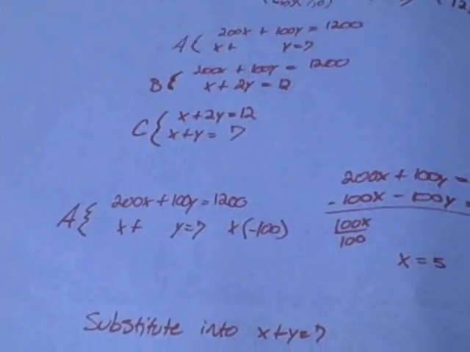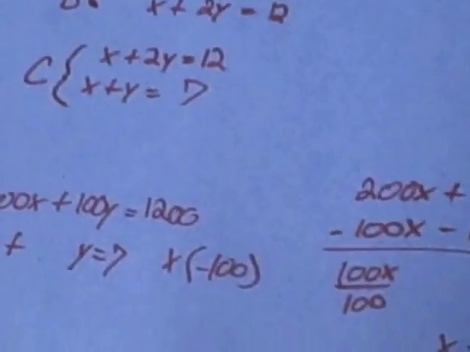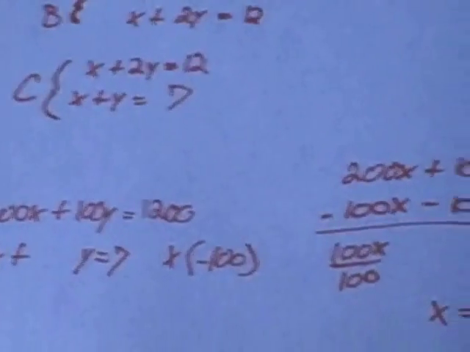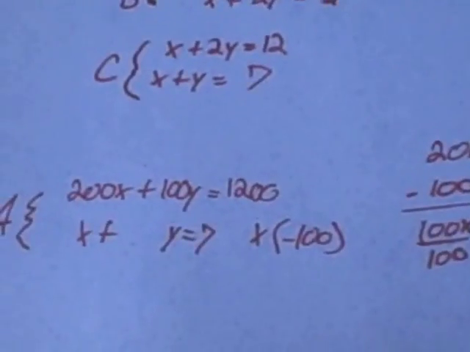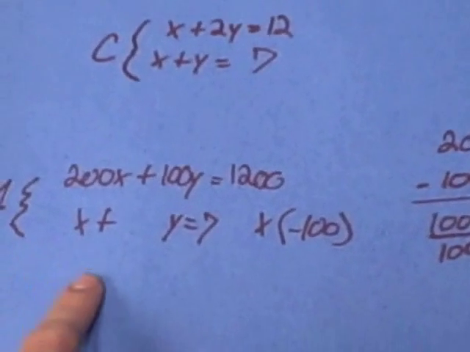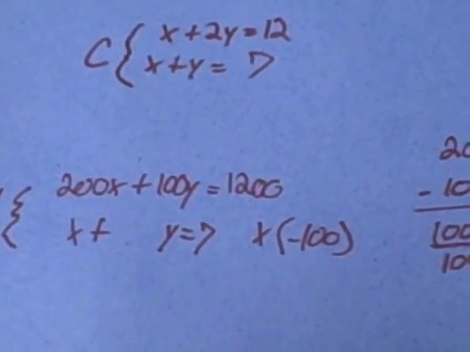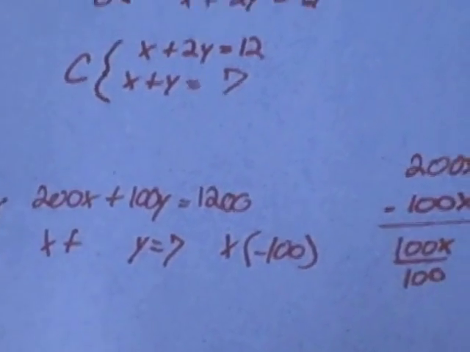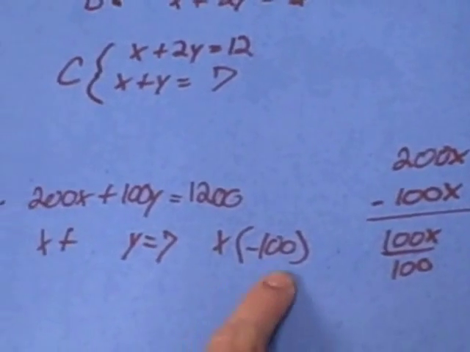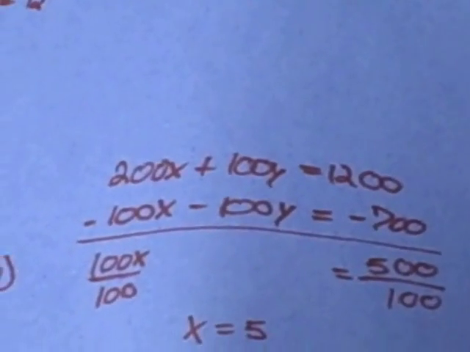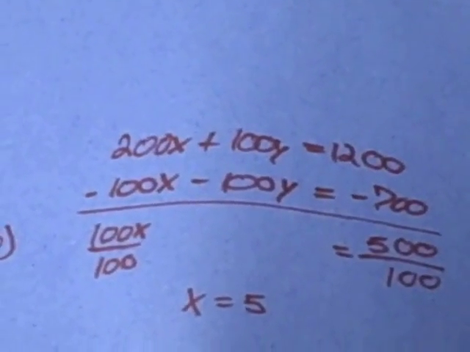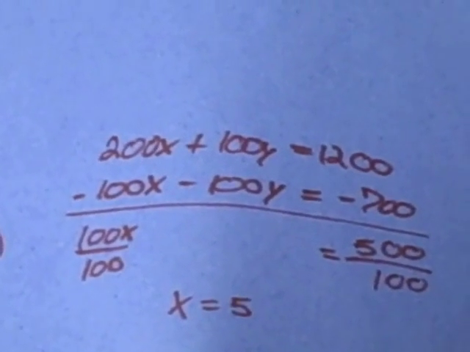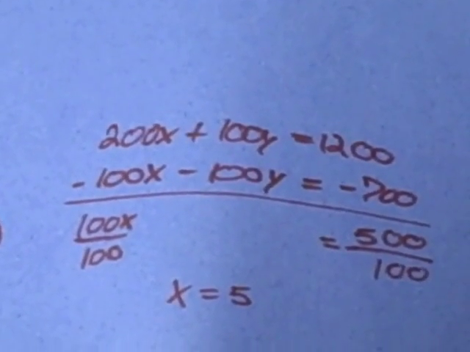We're going to solve all these systems simultaneously. So A is 200x plus 100y equals 1200, and then x plus y equals 7. Multiply the second by negative 100. So 200x plus 100y equals 1200, and negative 100x minus 100y equals negative 700.